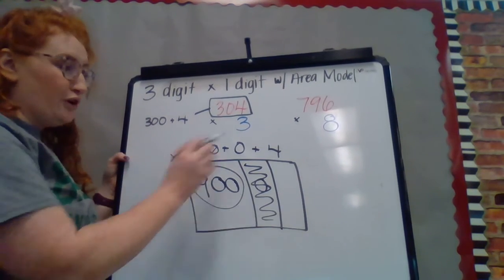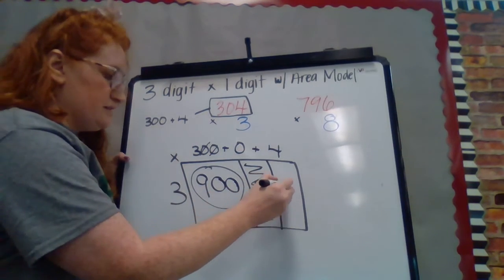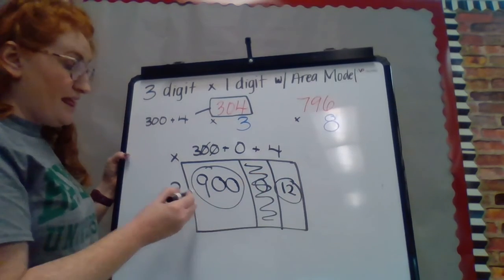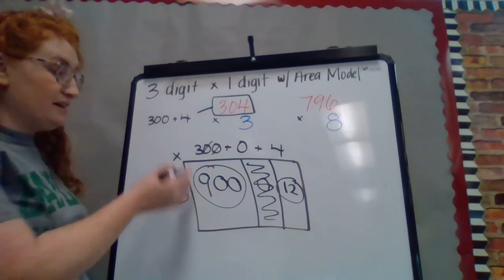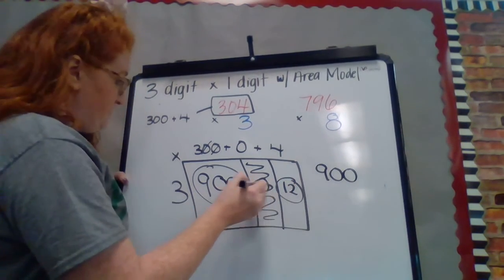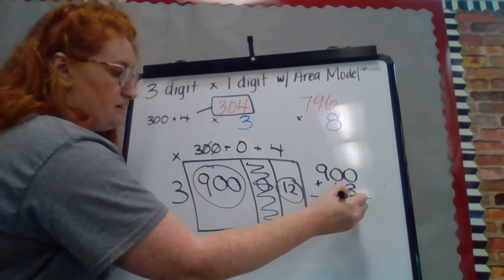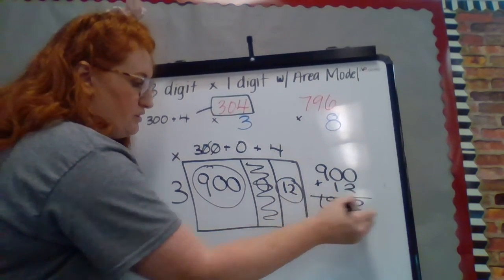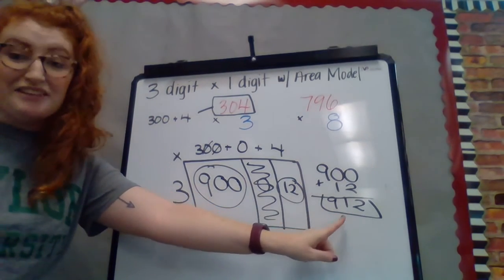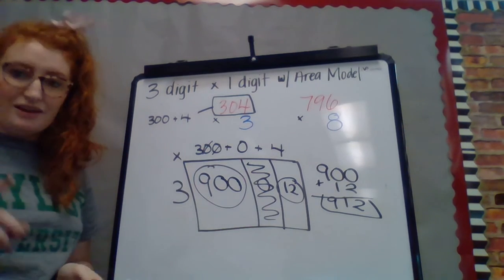So then we'll move over to the ones place, and there's a 4. 4 times 3 is 12. There's nothing else to multiply. So I take the products that I've gotten and I add them together. 900, we have nothing to add there, plus 12, and that gives us 912. So 304 times 3 gives us a product of 912. Now you work with your teacher to solve some more problems. Good luck, fourth graders.